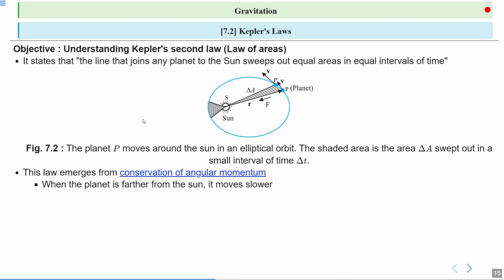When the planet is further from the sun, it moves slower. This is because the gravitational pull is weaker at greater distances, allowing the planet to cover less distance in the same amount of time. Conversely, when the planet is closer to the sun, it moves faster. The stronger gravitational pull at closer distances causes the planet to accelerate, sweeping out the same area in a shorter time.